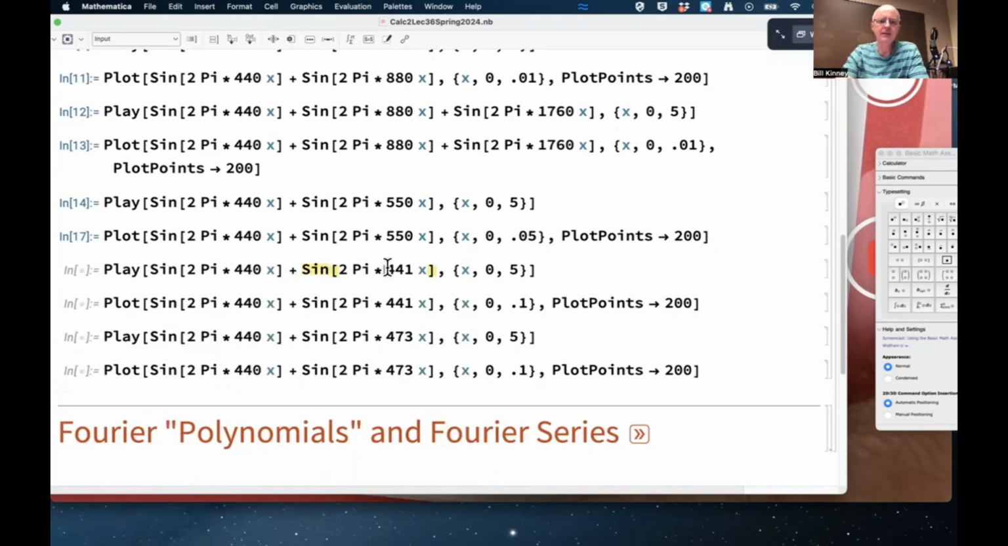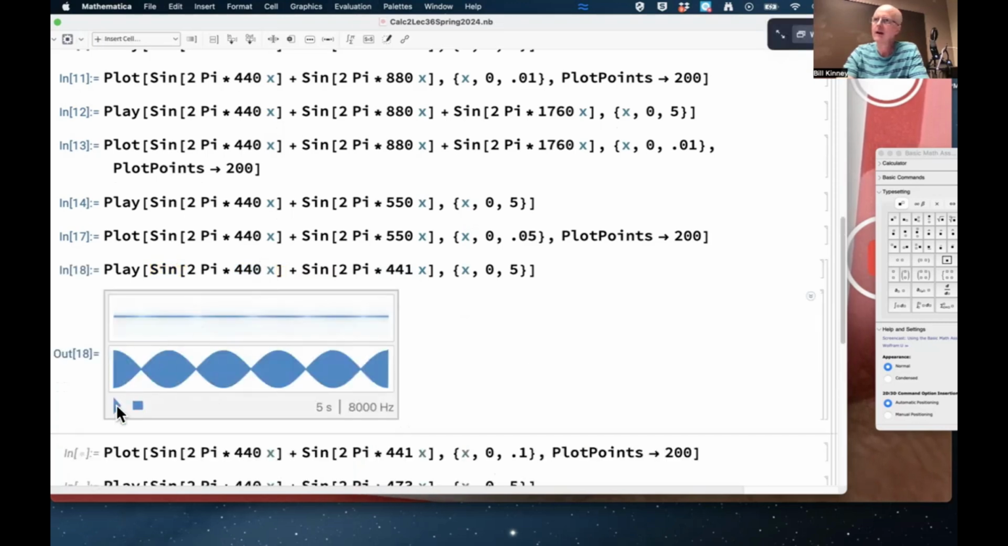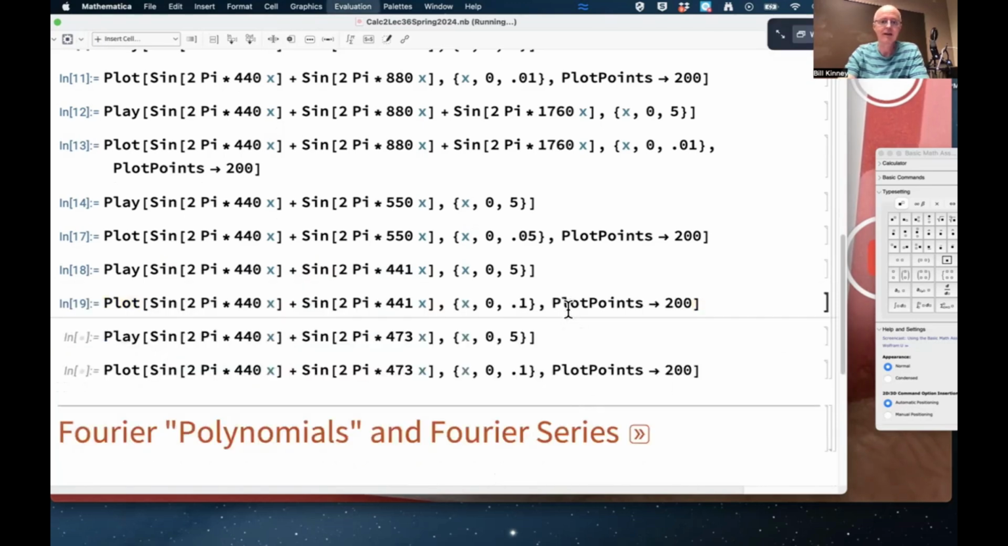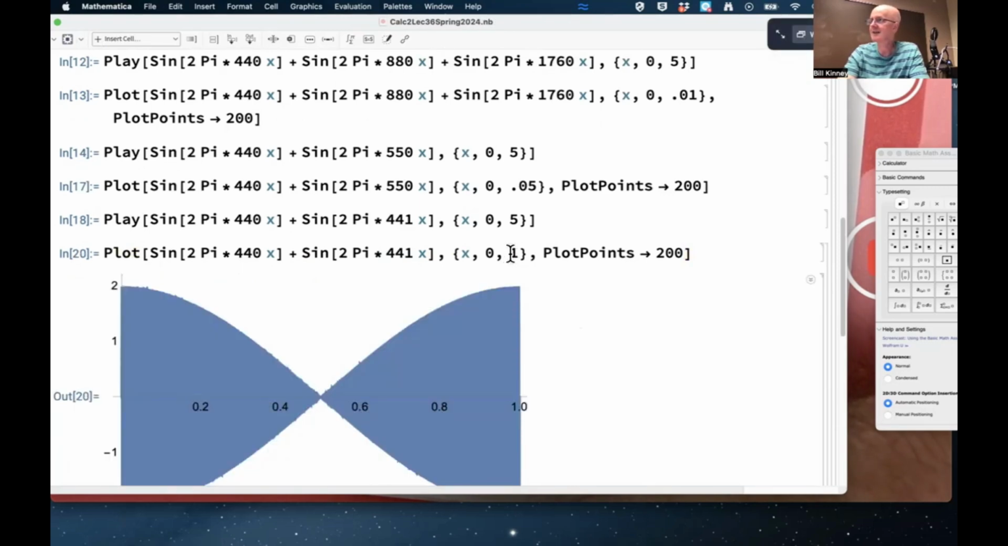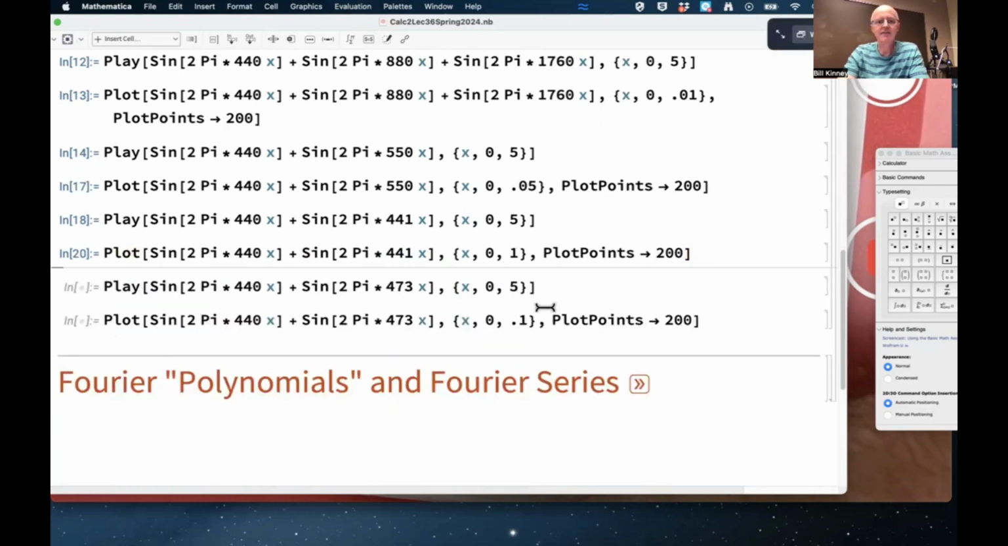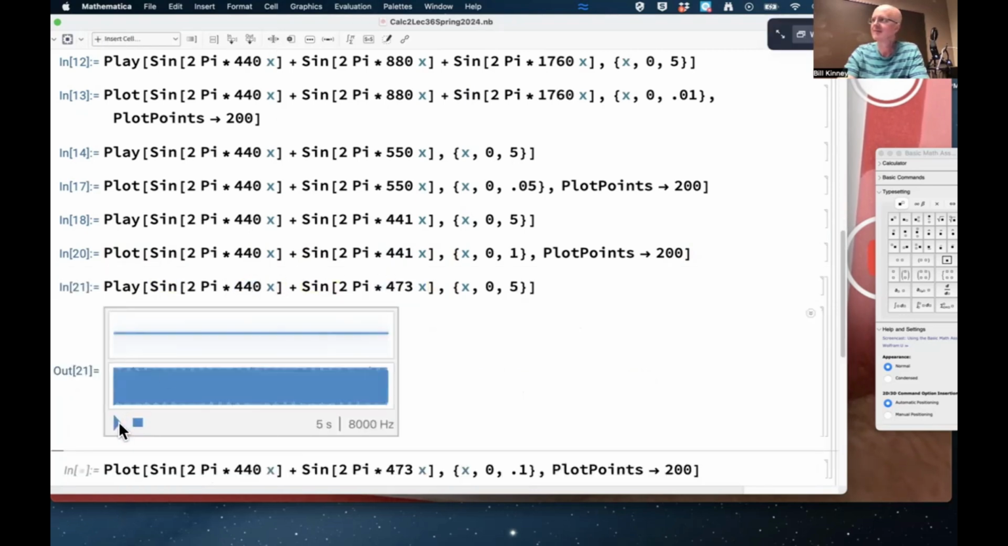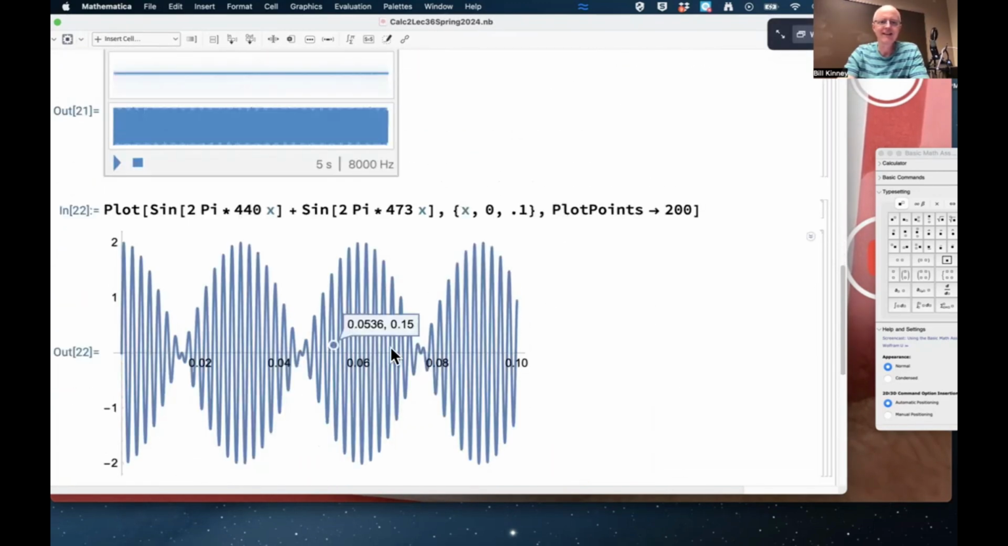That gets more extreme if you're really close in frequency, 440 and 441. It's louder, softer, louder, softer. It's called a beating phenomenon. And you see the oscillations like that, indicating the beating. We can also have dissonance. 440 hertz and 473 is kind of dissonant. And it's still showing somewhat of the beating oscillations.